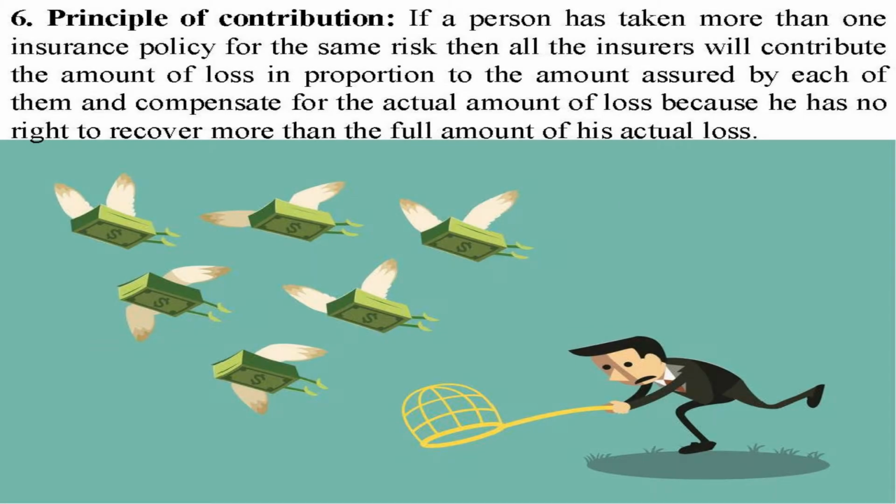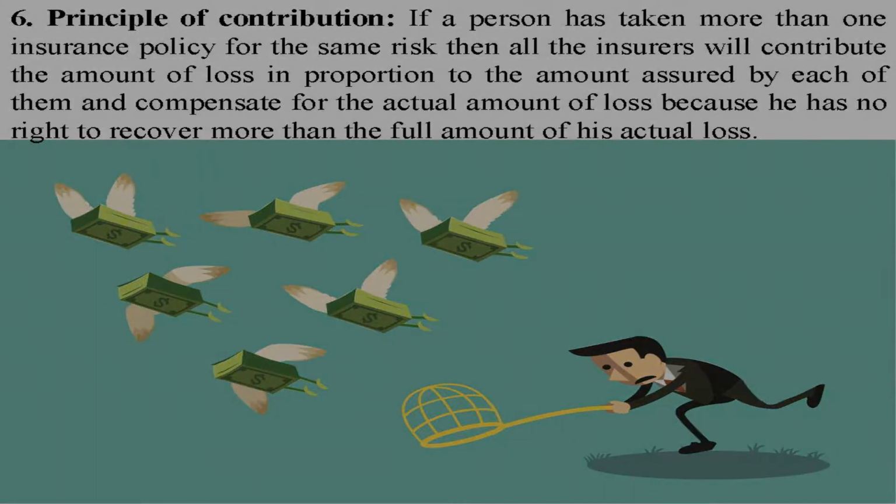Principle of contribution. If a person has taken more than one insurance policy for the same risk, then all the insurers will contribute toward the amount of the loss in proportion to the amount insured by each of them, and compensate for the actual amount of loss, because he has no right to recover more than the full amount of his actual loss. So if you took two policies for the same product with different companies, they will give you an insurance amount based on some proportion, like 50-50, not exceeding the actual amount. So you can't claim more than the actual amount.